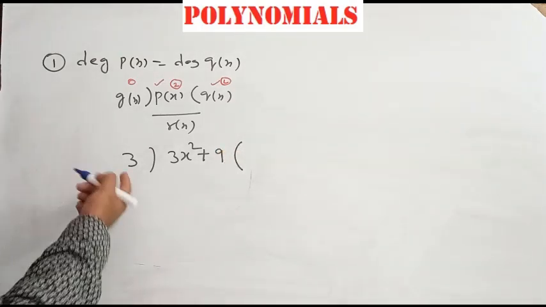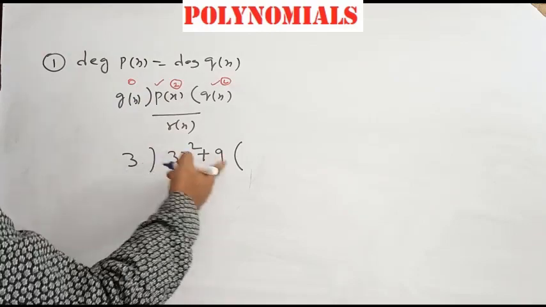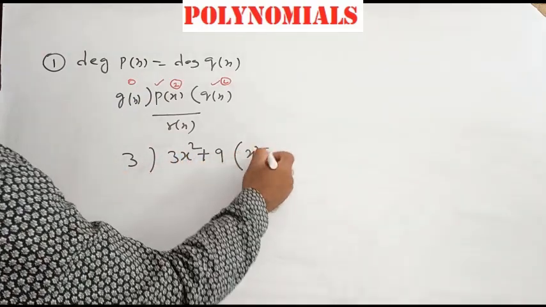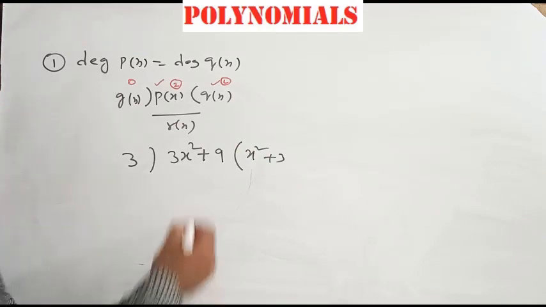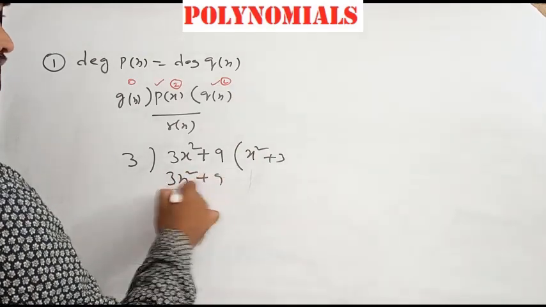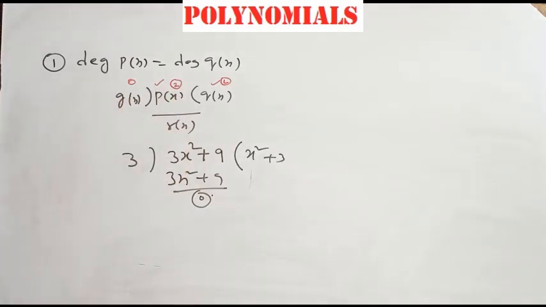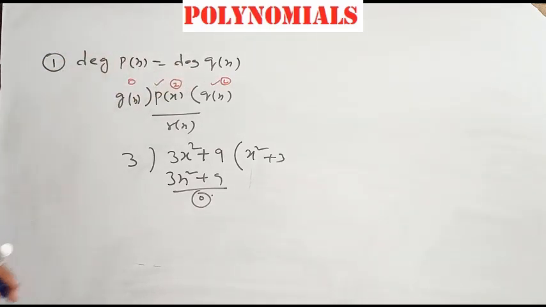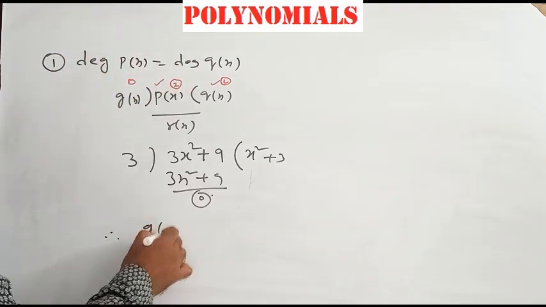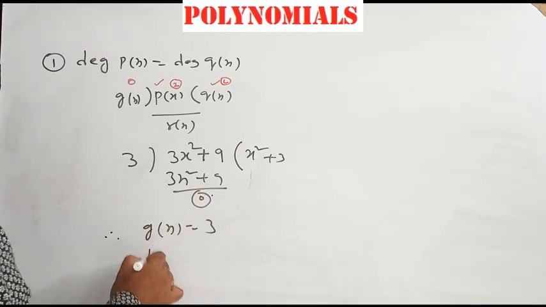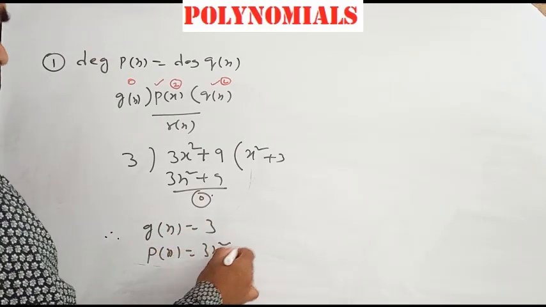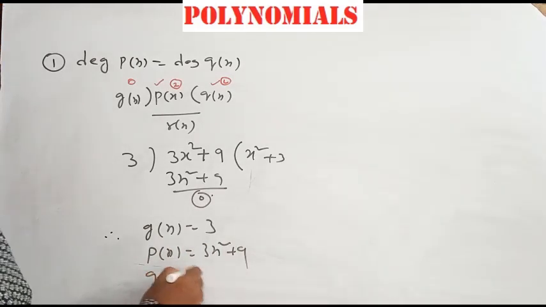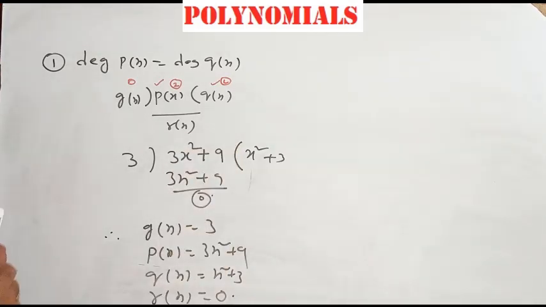Okay, now I take g of x as 3 and p of x as 3x square plus 9. While dividing, we get x square plus 3 as the quotient, and 0 is the remainder. So in this problem we wanted to give an example such that degree of p of x equals degree of q of x. Therefore the final answer: g of x is 3, p of x is 3x square plus 9, q of x is x square plus 3 and r of x equals 0. Like that you can give several examples, several polynomials.